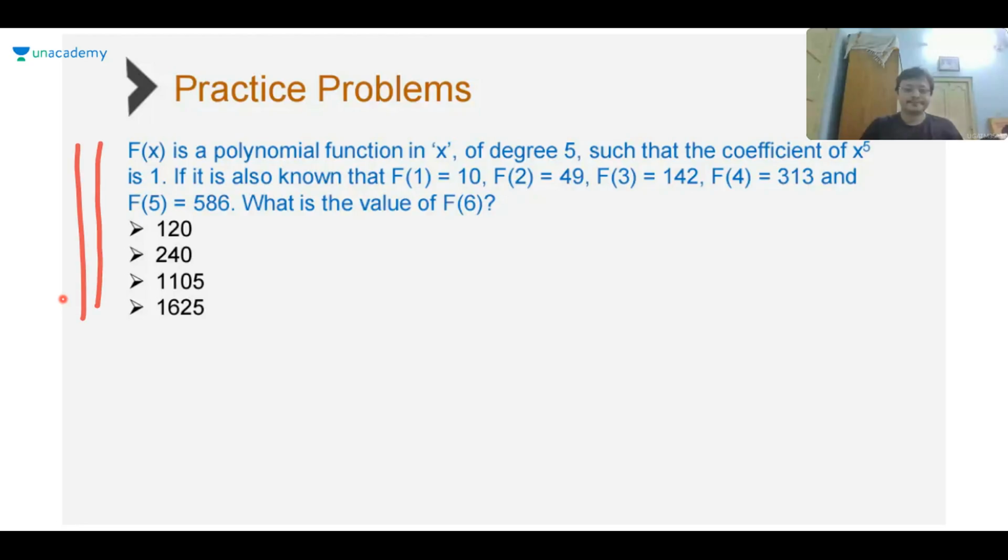Next one. So this is another very difficult question and a lengthy question as well.